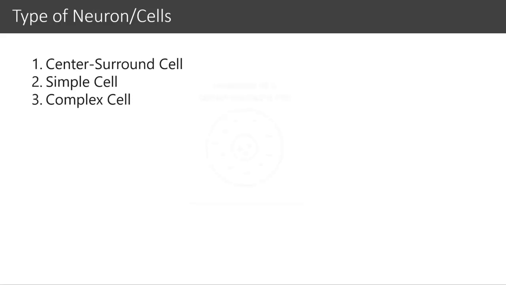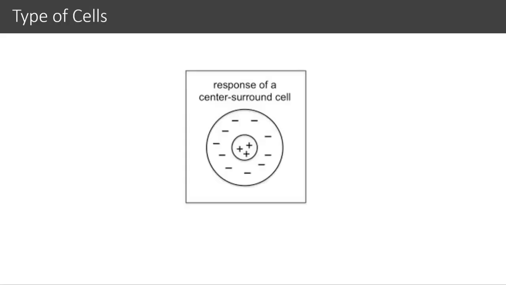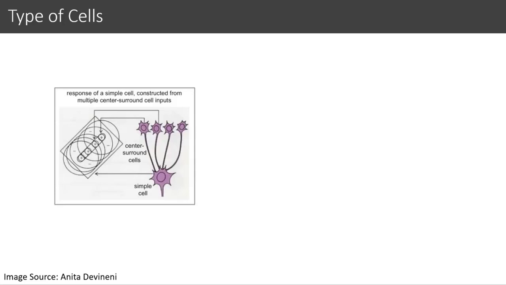So what's the meaning of them? Center surround cell means that if you shine the light in the middle of the cell, it will trigger the neuron. But if you shine the light in the entire area or the area surrounding the center of the cell, it will not trigger the neuron. So this was one special behavior they understood of the center surround cell.